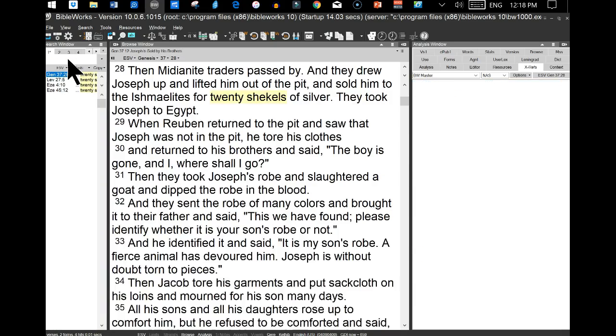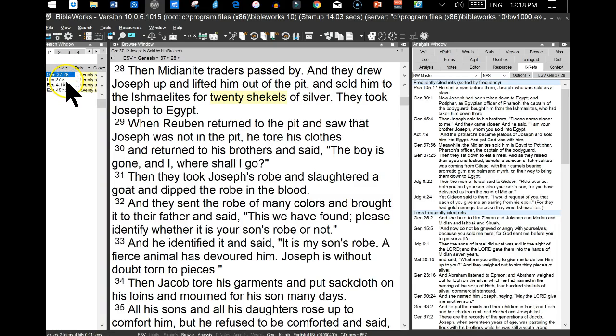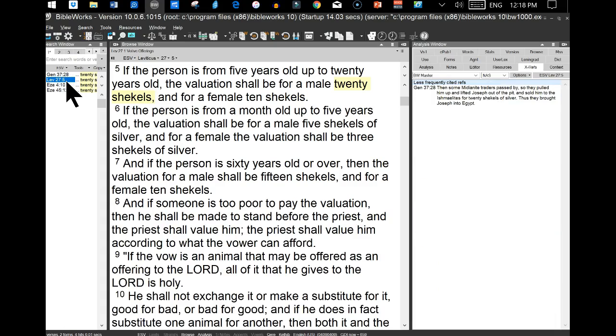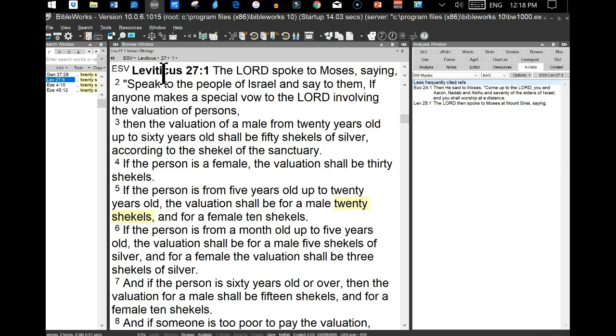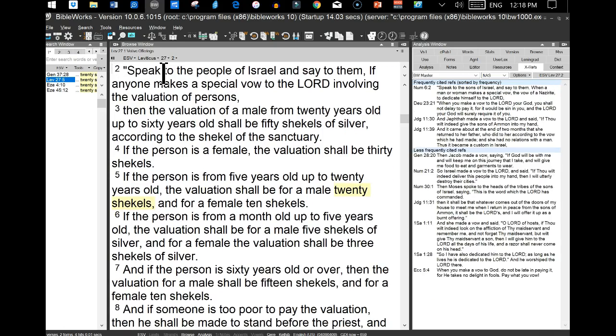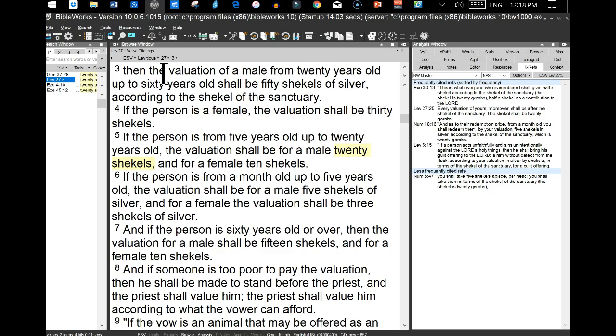And there's a list. And the list is here. If a person, this is like if you accidentally kill somebody and the family lets you make restitution, it says the valuation of a male, this is Leviticus 27:3, 20 years old to 60 shall be 50 shekels.